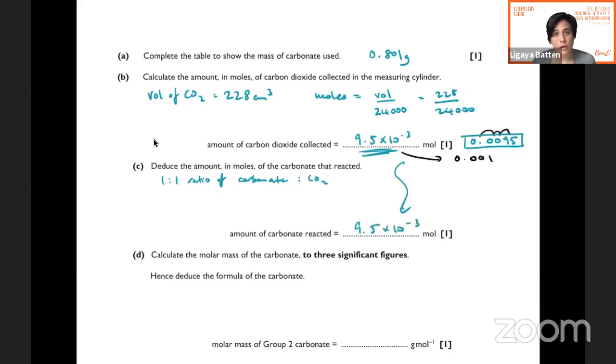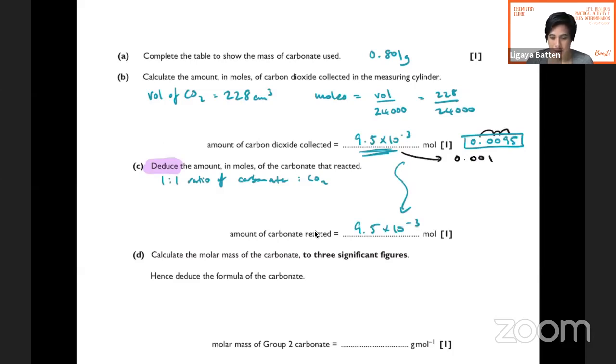A little clue here is that whenever they use the word deduce, they normally do not require any calculation, or the very, very minimum amount of calculation required would be to times it by 2 or maybe 3, depending on the moles ratio. So deduce almost always is asking you for the same or maybe times by 2 of something you've just calculated. That's just a little clue for questions.